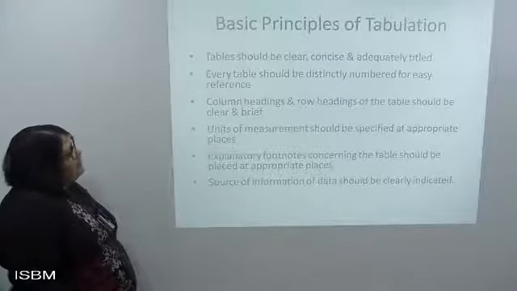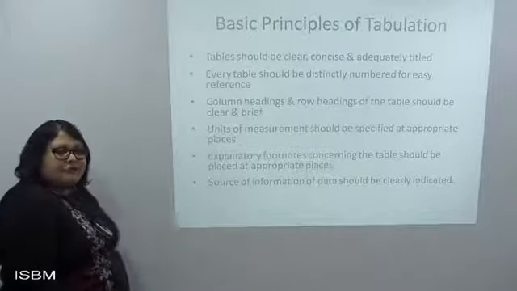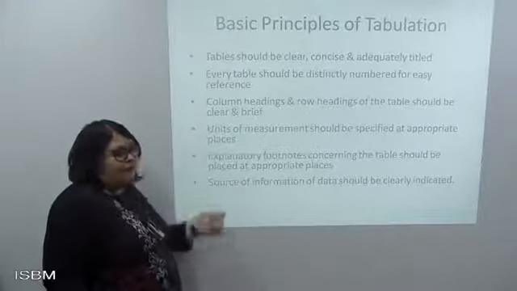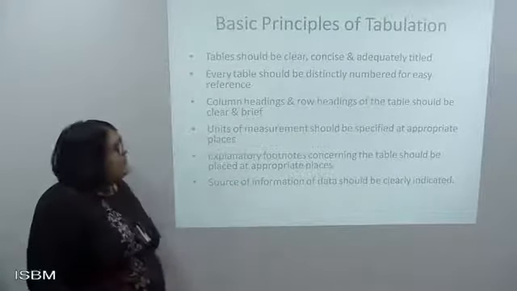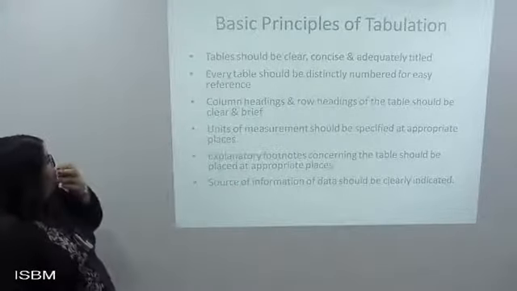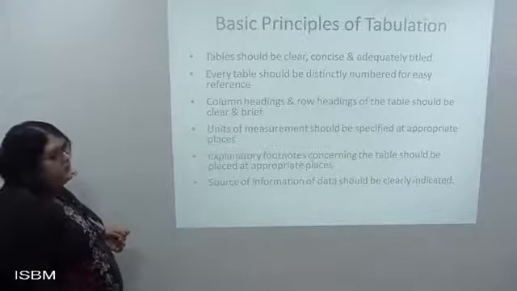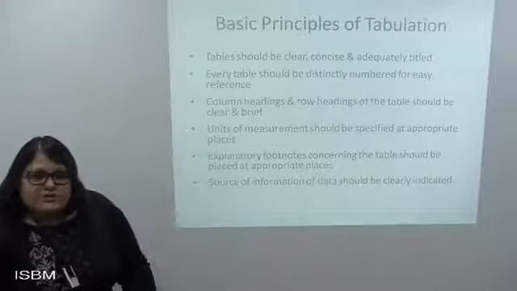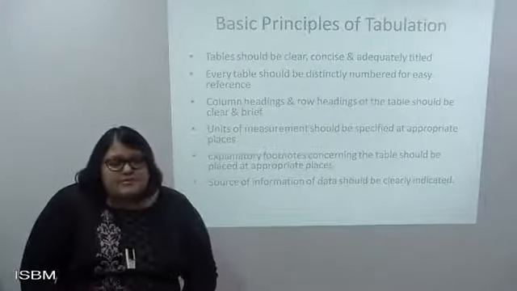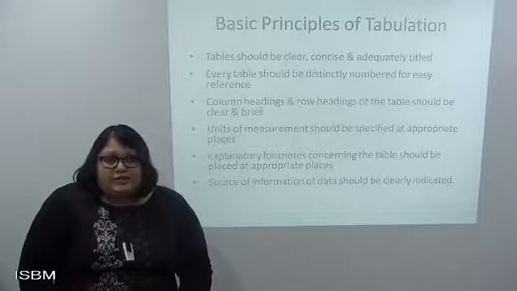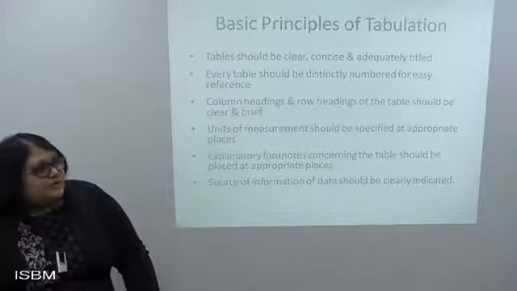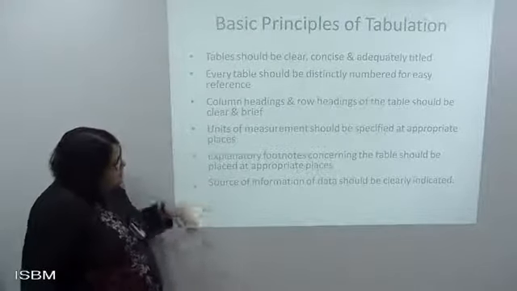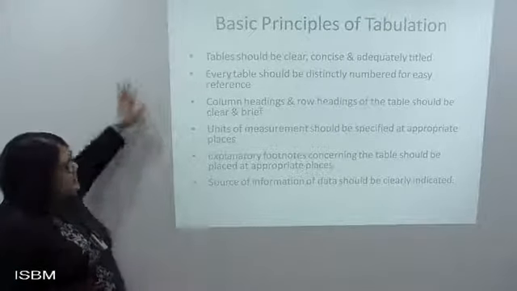Now, every table should be distinctly numbered for easy reference. So which is why below the table you need to write table 1 or figure 1, figure 2, figure 3 and what it is denoting. Then you have column heads and row headings of the table should be clear and brief. So you will have vertical columns and horizontal columns, or you may have vertical and horizontal rows. So you need to see the technicality so that there is no confusion of which is the heading, which is the row heading, and you can use it clearly.